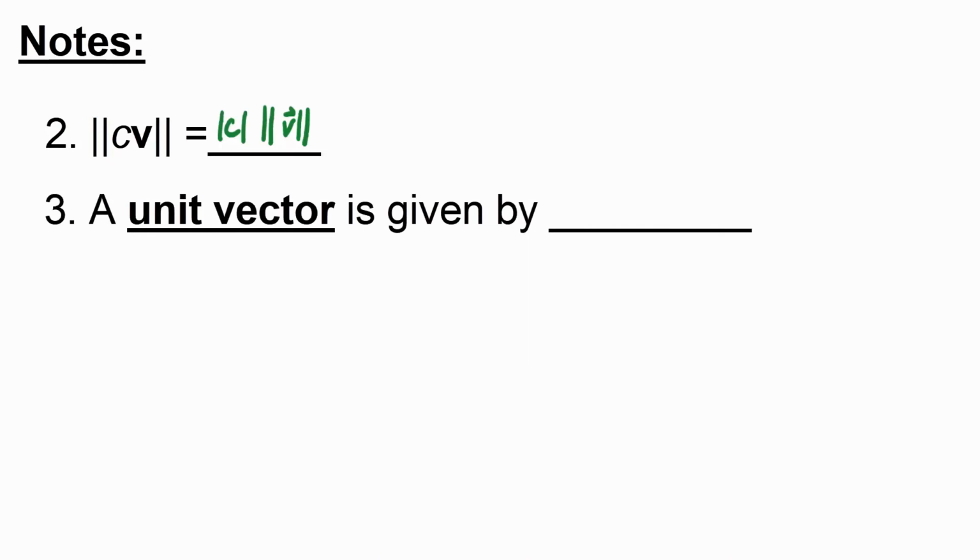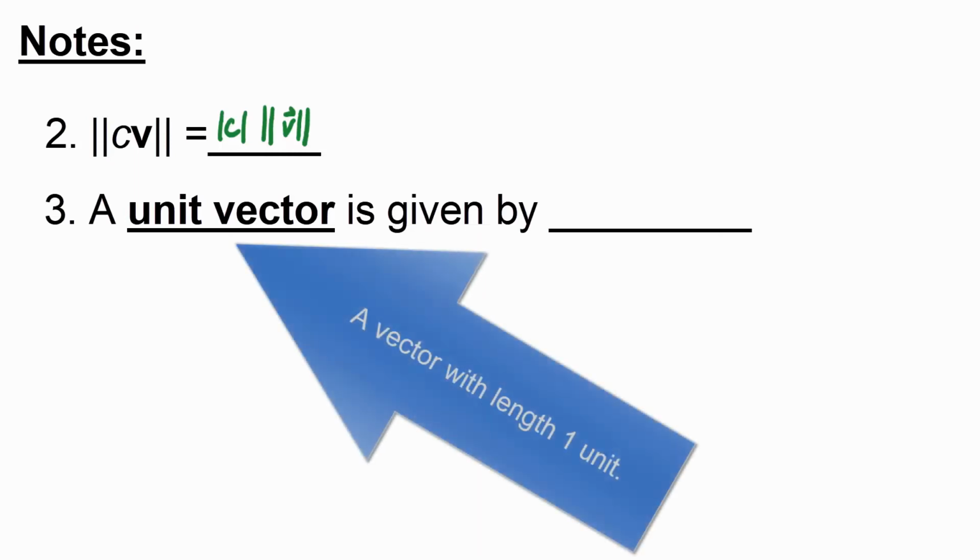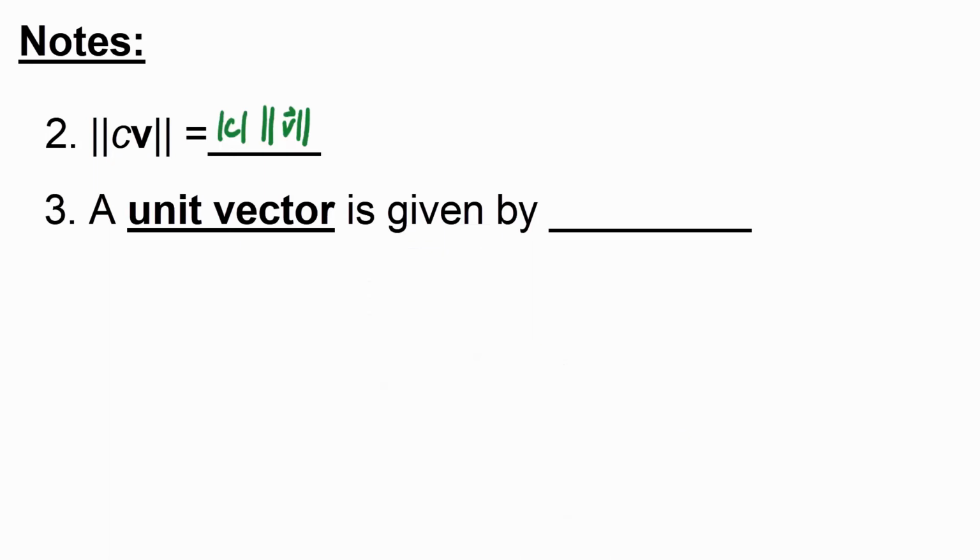Now, it turns out that you can create a unit vector. What do you think I mean by a unit vector? It means the magnitude of the vector is 1 unit long. It turns out a unit vector is given by v divided by its magnitude.